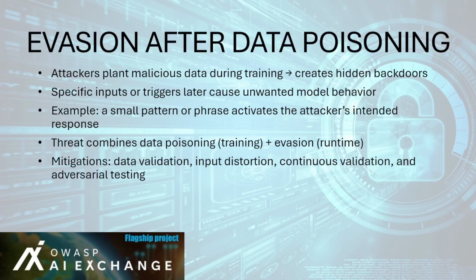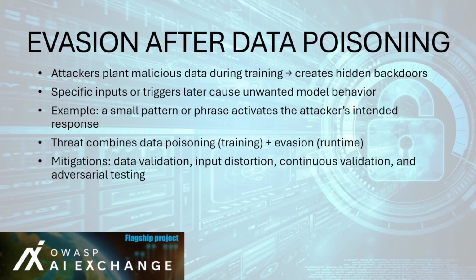This is one of the most dangerous types of AI attacks because it combines the stealth of poisoning with the precision of evasion. As an example, imagine a traffic sign recognition model trained on images of stop signs. An attacker inserts a few stop images with a small sticker in one corner but labels them as speed limit. Later, the attacker can place the same sticker on a real stop sign, and the model misclassifies it as speed limit. The impacts of this are as follows.